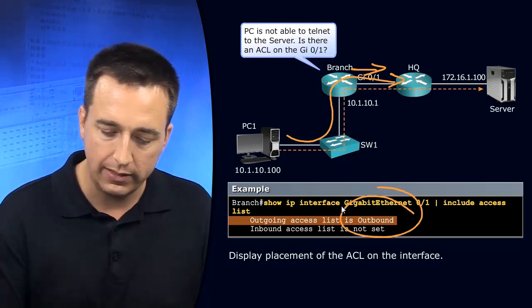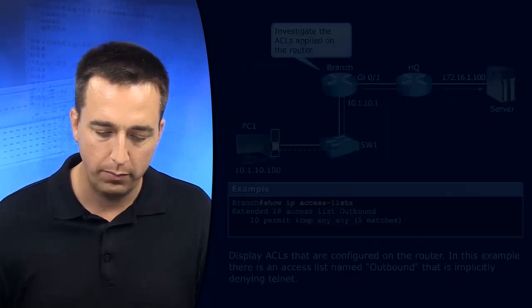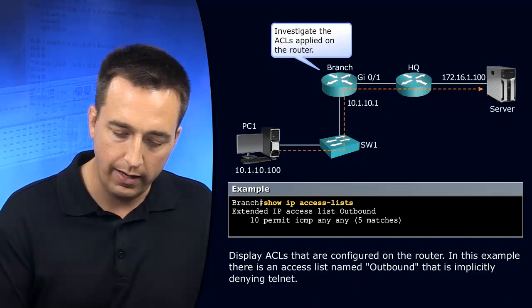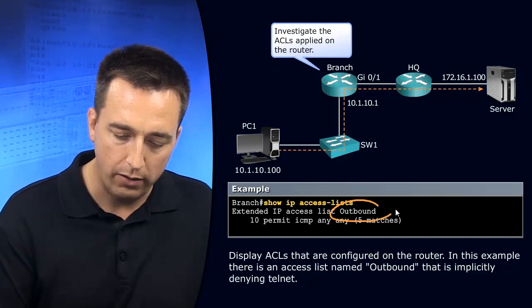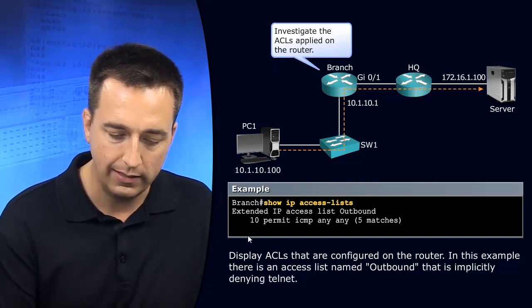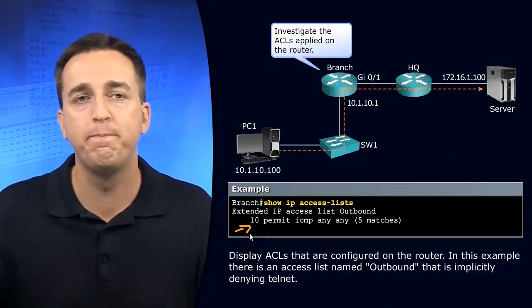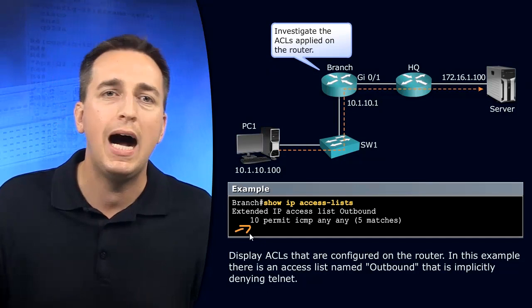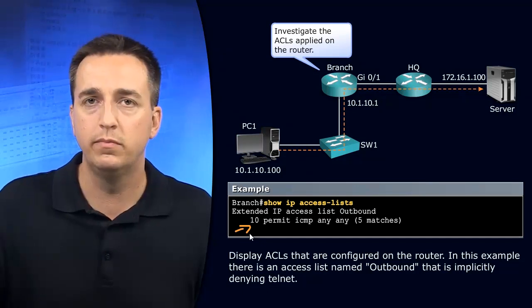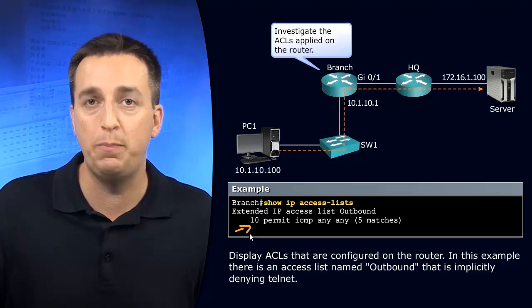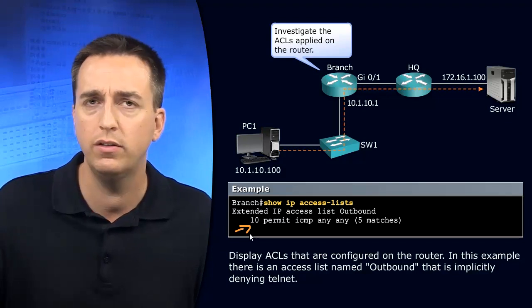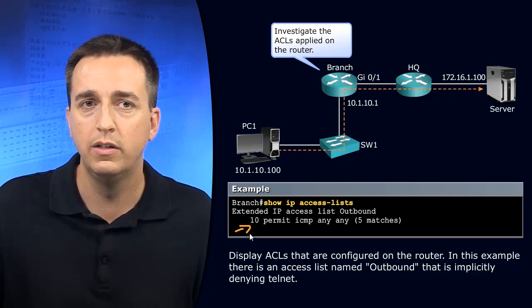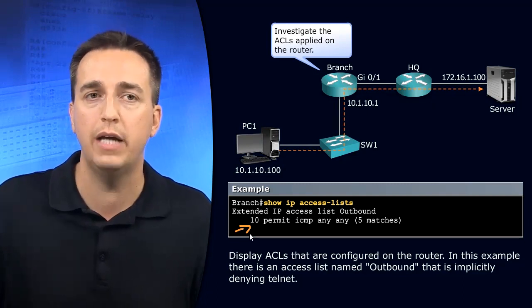So let's analyze this ACL. We're going to do so by typing in show IP access list. And we can see from this entry that outbound has one entry in it. Sequence number 10. It says permit ICMP any. So we are able to ping. We can successfully ping to the server. But we can't telnet when we're supposed to be able to telnet.